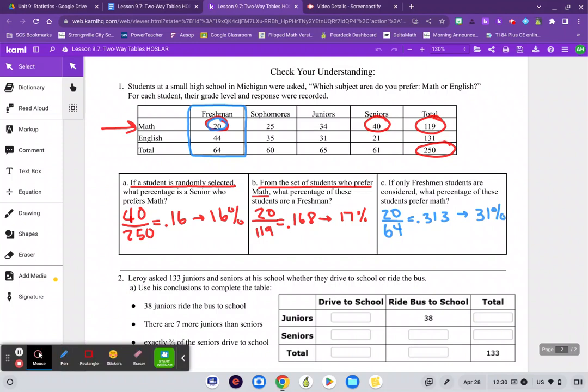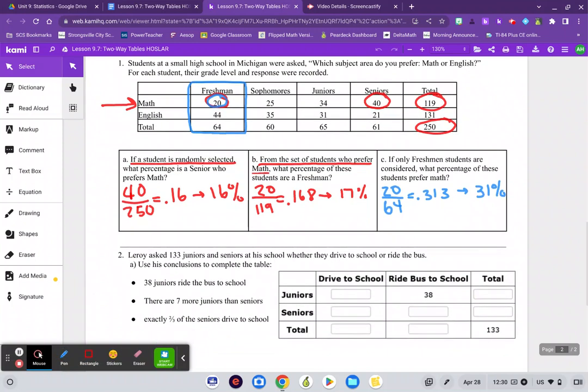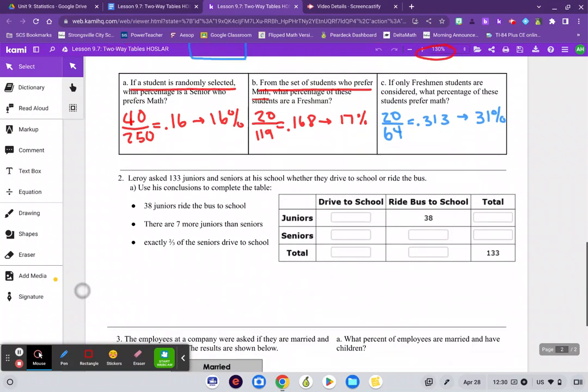Okay, so you just have to pay attention to what group you're looking at, whether it's the entirety of the population or whether you're looking at a subpopulation or a subgroup of people to know what that denominator is going to be. Let's take a look at question 2.